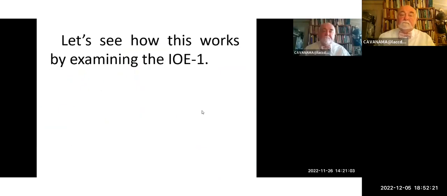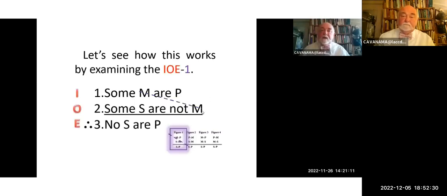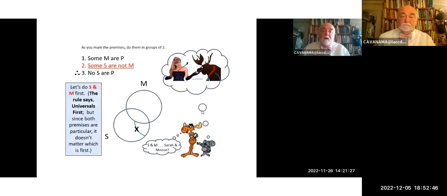Okay, now let's see how this works by examining the syllogism IOE-1. IOE is the mood, 1 is the figure, and here we can diagram it. You see the quantifiers are appropriate there. The S and P's are in the right places. The M's are in the right places because they are figure 1. That's where figure 1 will put the M's. Okay, we're good there. So first we're going to do the S and M.